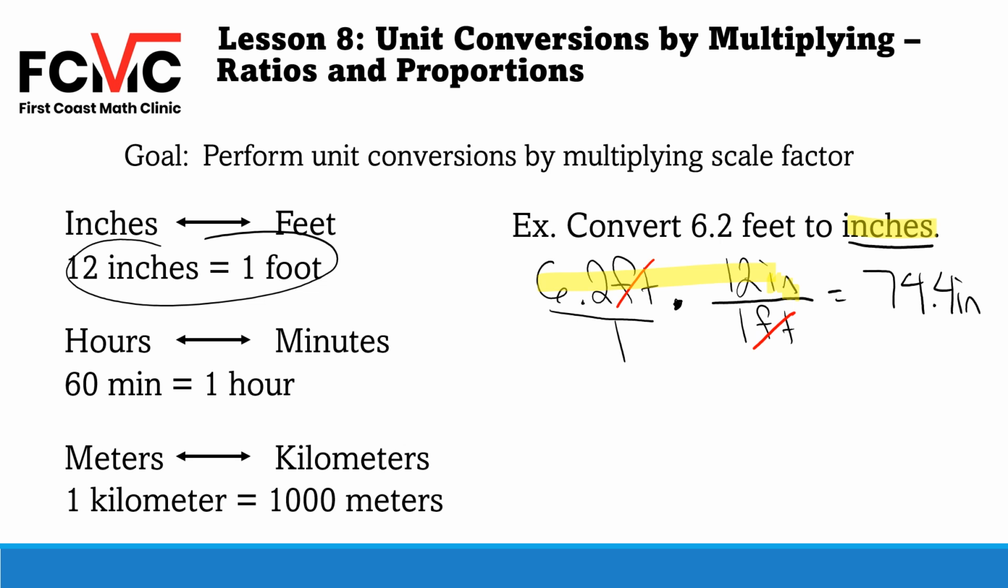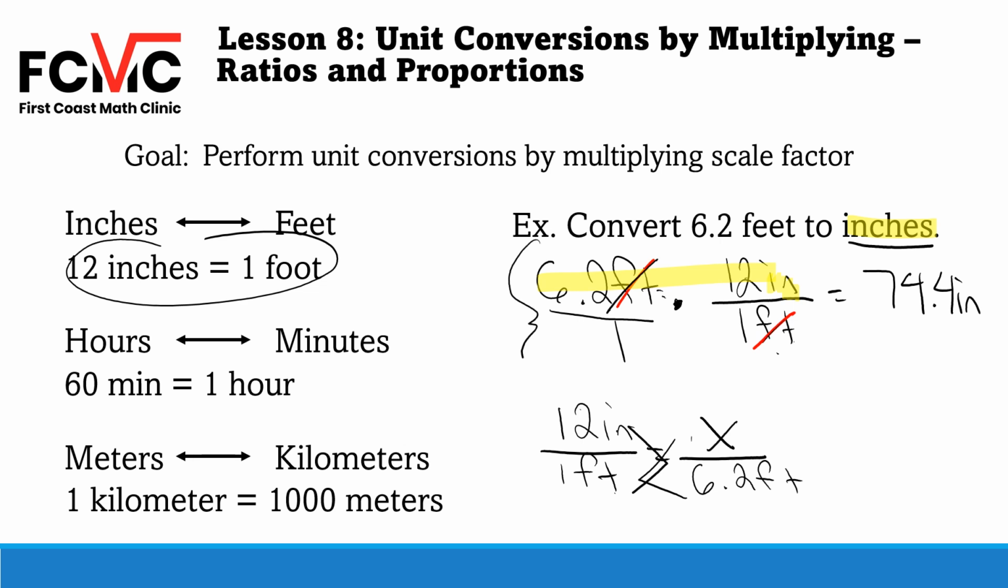Compared to when we set up our proportion in the previous video, that was a little bit different. We'd set up something like 12 inches to 1 foot equals X inches to 6.2 feet, and then we did our cross multiplication. So we had inches over feet, inches over feet. Now, if we're just multiplying, if we're not using a proportion, we want our units across from each other so they can cancel each other out. This is the method we're going to use in this video.